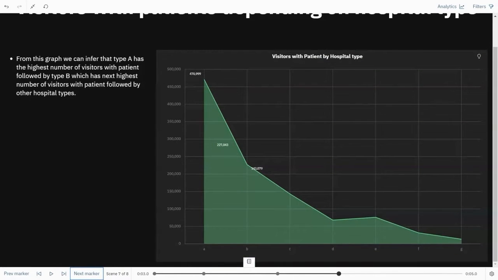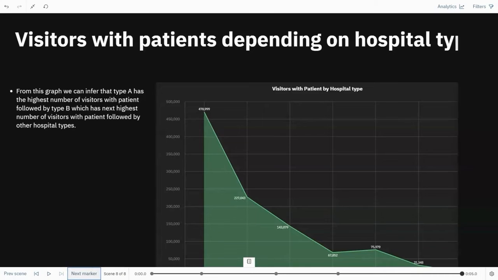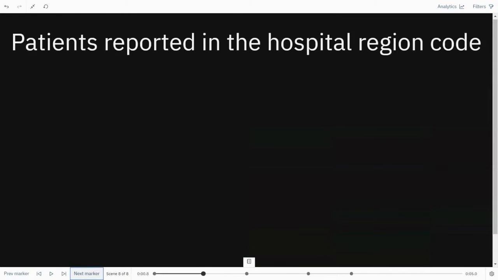The next visualization is about the visitors with patients depending on the hospital type. From this graph, we can infer that type A has the highest number of visitors with patients, followed by type B, then C, E, D, F, and finally G. G has the lowest number of visitors with patients.